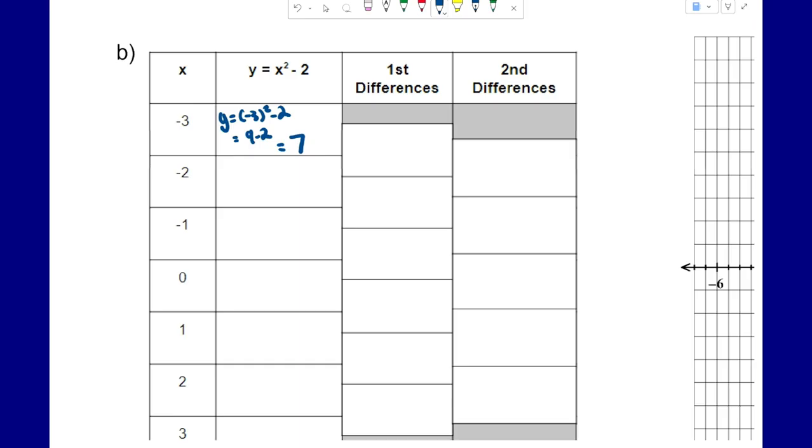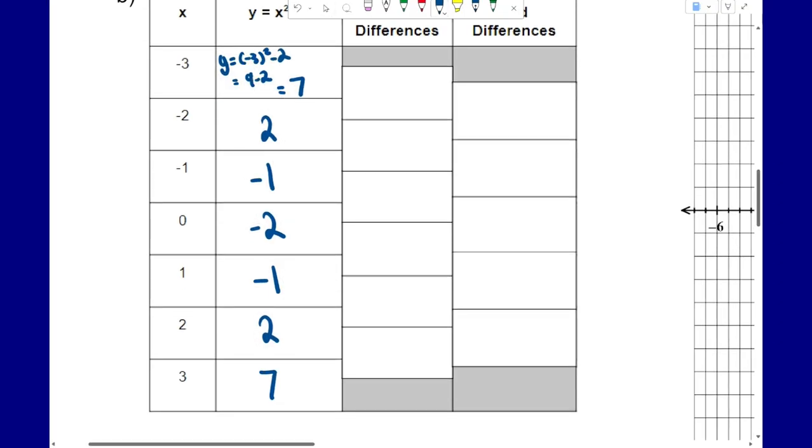If I do the same thing, negative 2 squared is 4, minus 2 is 2. Negative 1 squared is 1, minus 2 is negative 1. It's negative 2, negative 1, 2, and 7. And depending on how our graph is, we should see a repetition of values, right? When you think back to a quadratic, that parabola, if you think back to grade 10, that U shape, there should be kind of a repeat of y values.